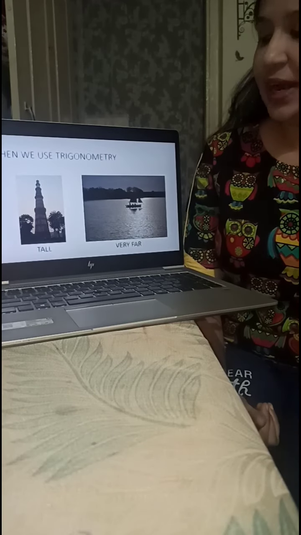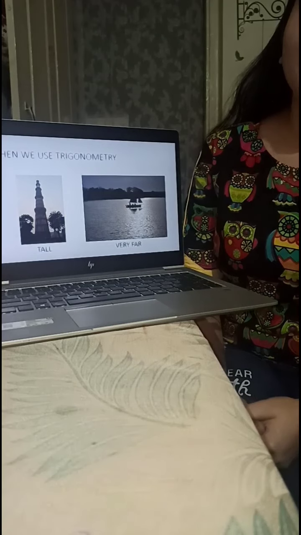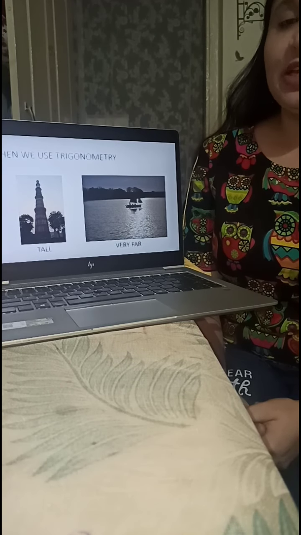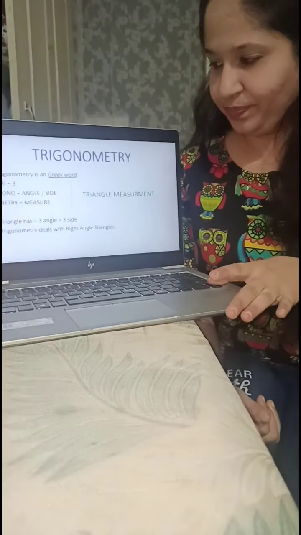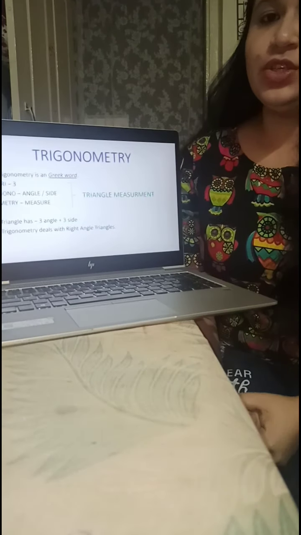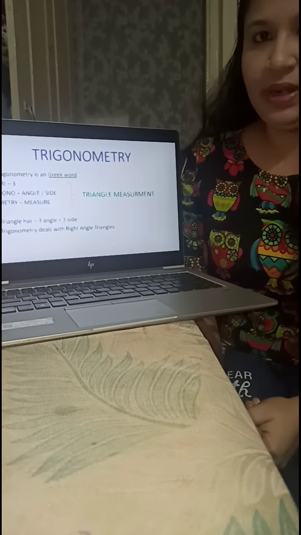Some objects that are very far from us or very tall, we cannot calculate the distance physically. So in such cases, we use the mathematical term trigonometry. Trigonometry is a Greek word in which tri means 3, gon means the angle or a side, and metry means the measurement. Including all these, trigonometry means triangle measurement. In short, trigonometry means the triangle measurement.